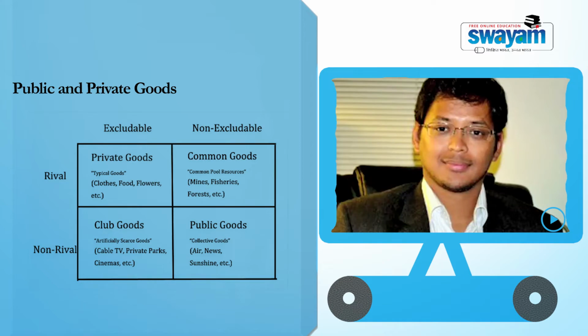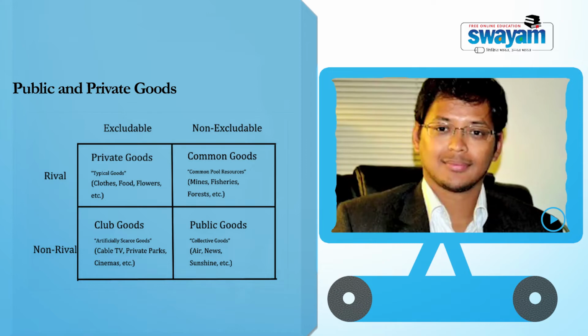Next, we have goods which are excludable but non-rival. These types of goods are commonly made artificially scarce, since a certain membership is required in order to enjoy the benefits of the good. Some examples of these are listed here: cable TVs, private parks, cinemas, etc. A cable TV, for example, requires a monthly fee but is non-rival after that payment.